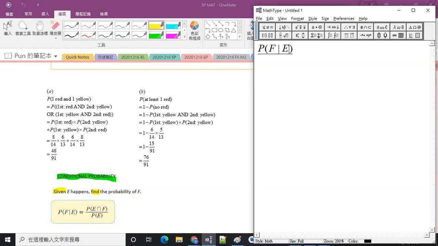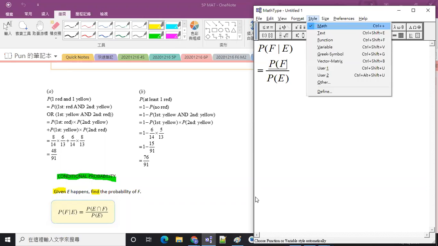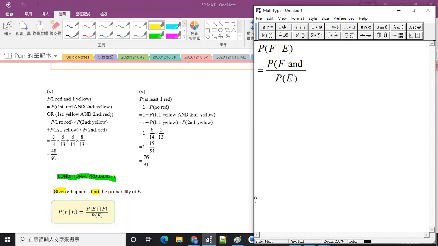Can you get this? After we write this, the next step is to use this formula to express it and turn it into numbers. It is a fraction. The denominator is the probability of the given part. And then the numerator is the probability of F and E, or E and F. Both are okay.